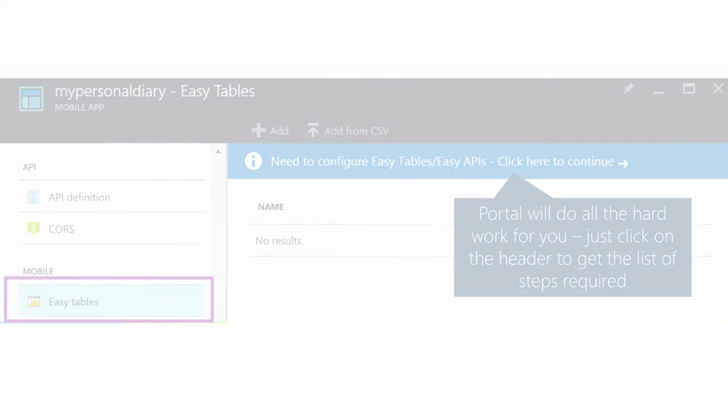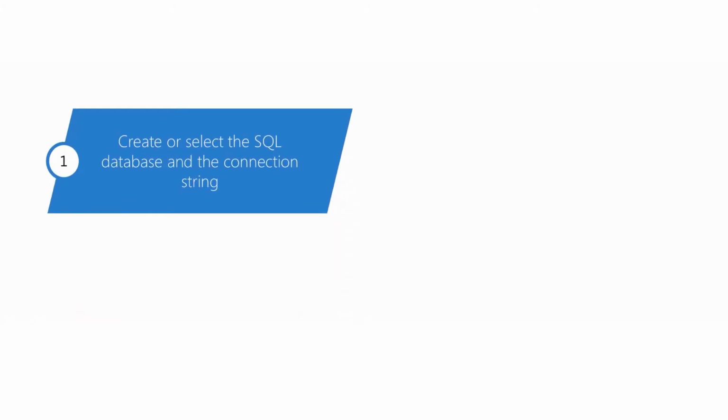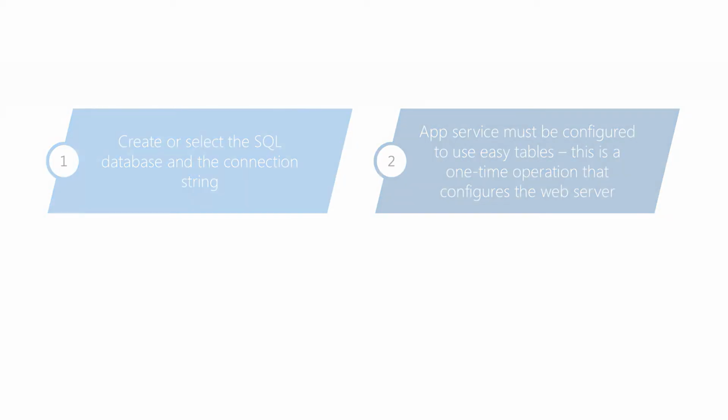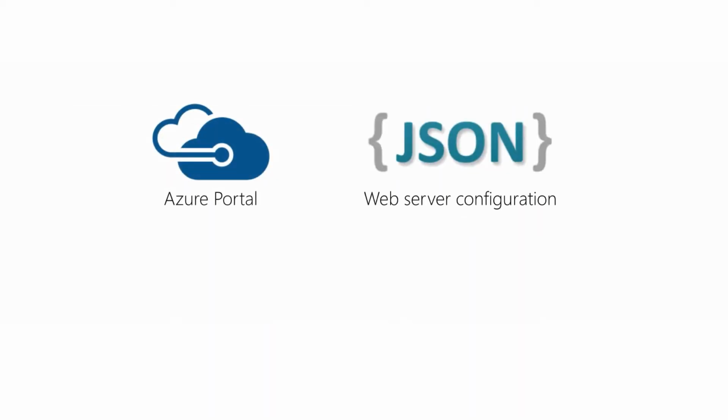This setup process has two steps which the portal will walk you through. The first is to set up a SQL database and a connection string. We covered this earlier and the steps are identical here. The second step is unique to the Node.js backend. You must initialize the server to support easy tables. Effectively, this sets up folders on the server like /tables and /API, as well as some of the basic Node.js configuration.